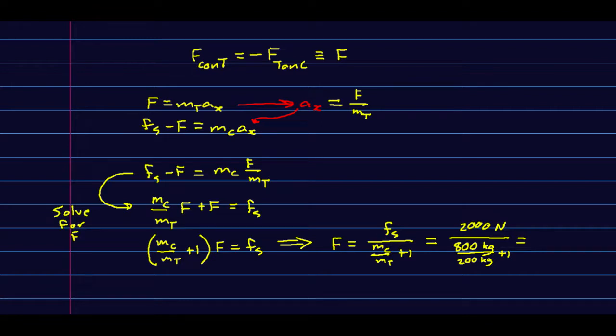We get that the force that the car is exerting on the trailer is just the static friction over this. And if you look at how the units work out, kilograms take out kilograms down here, and that's basically 4. So we get 2,000 newtons over 4 plus 1 is 5. And so that is 400 newtons. Good, we've got newtons as we must because this is a force.